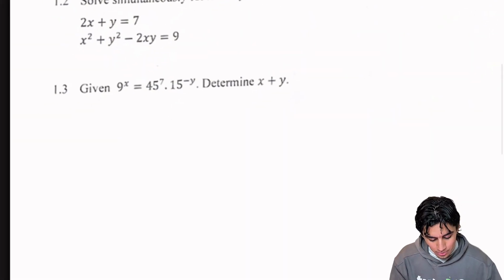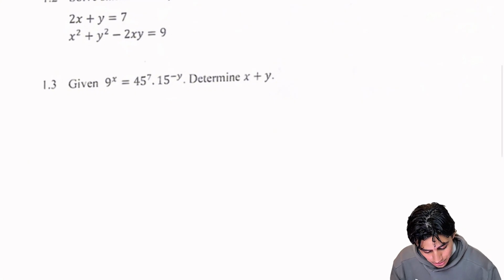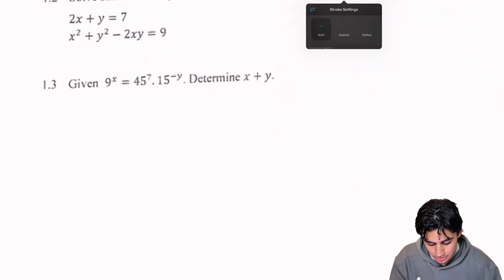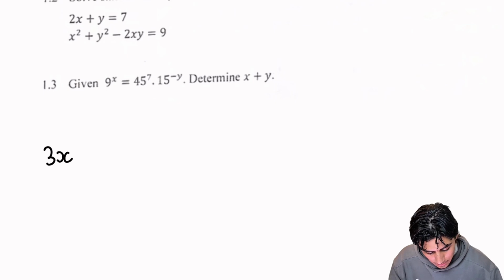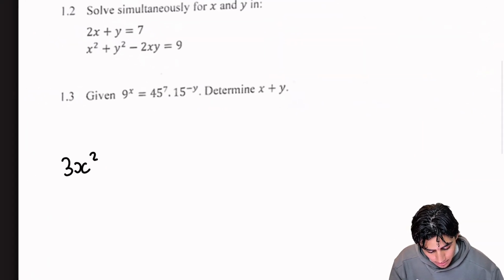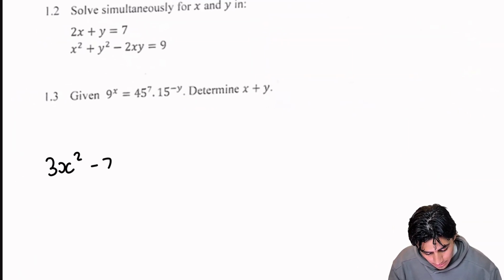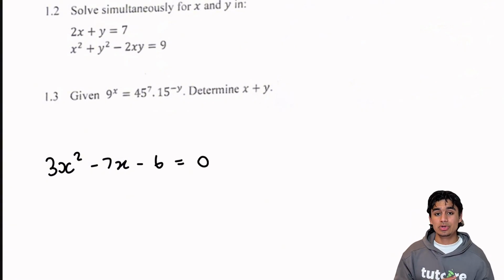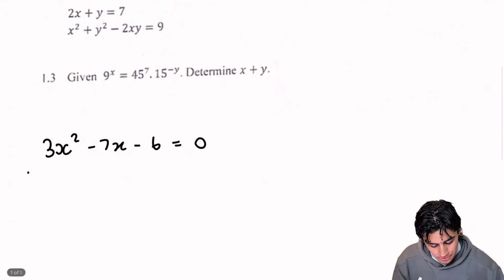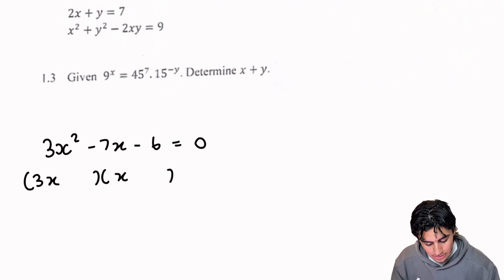So it is a trinomial. Let me just write down the question. 3x squared minus 7x minus 6 equals 0. Okay, so all you need to do is establish your two brackets. One of the brackets is going to have 3x and the other is going to have x.